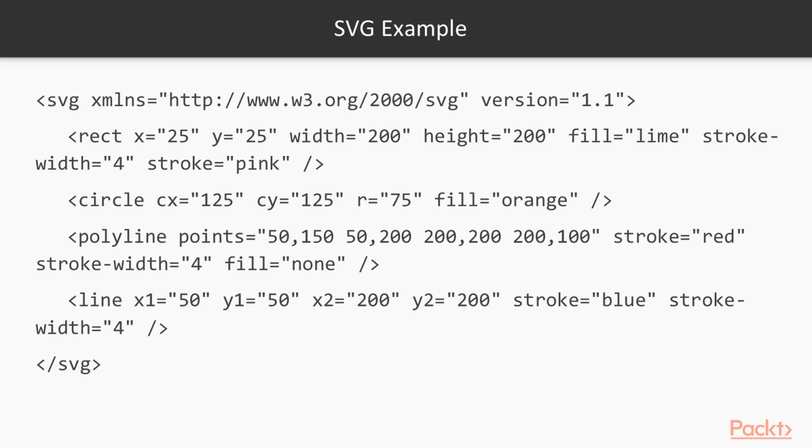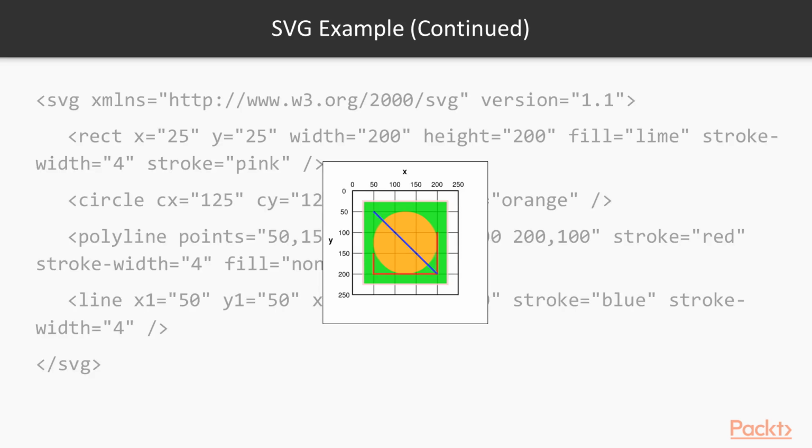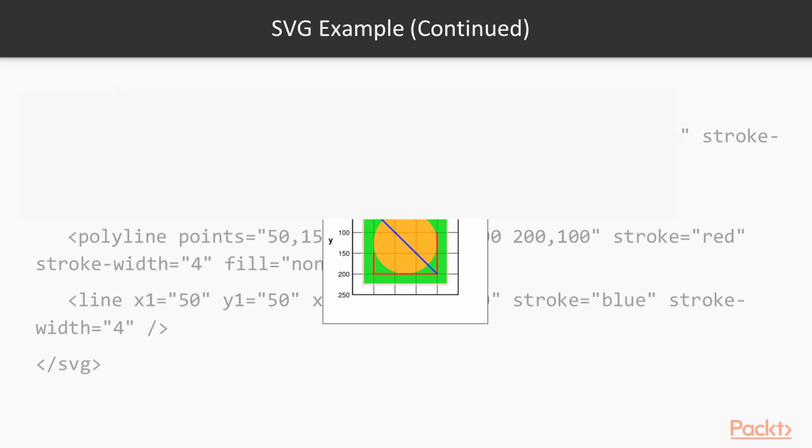Take a moment, pause the video, read the code, and try to understand it. Did you find out what shapes you get? The code produces a rectangle, a circle, and some lines.